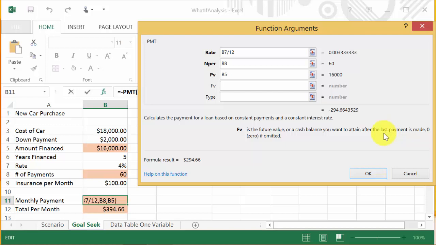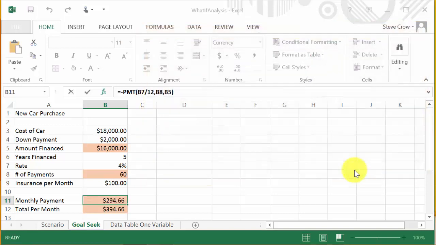So that's just depending on how much money you want to have after you pay the loan. Okay, you want to have a certain amount left over or whatever. And then the type. If your payments are at the beginning of the period, you would set that to 1, and payment at the end of the period, you would set that to 0, or if you just leave it blank, that'll calculate the payments at the end of the period. All right, and then you hit OK.